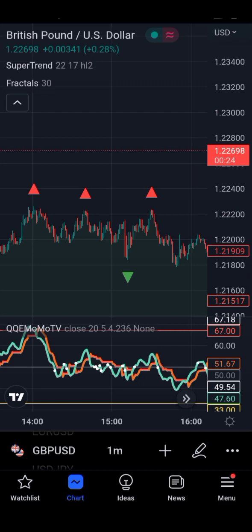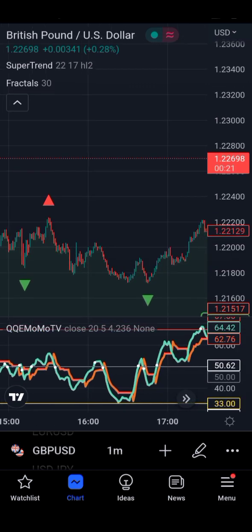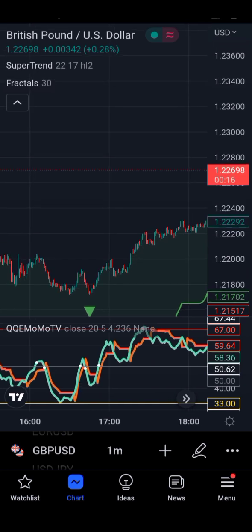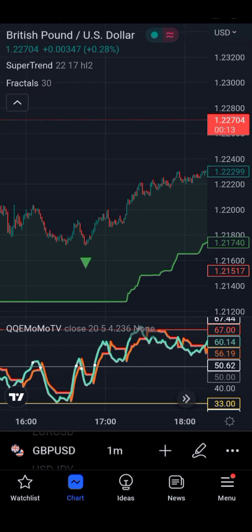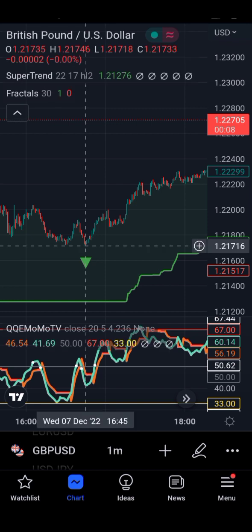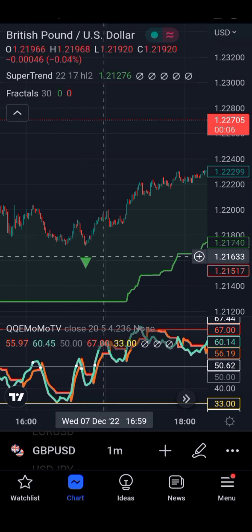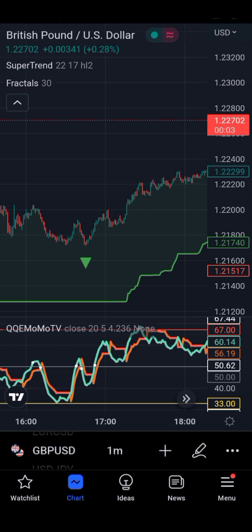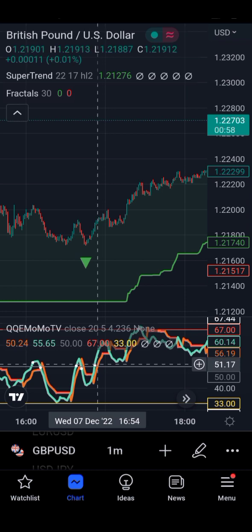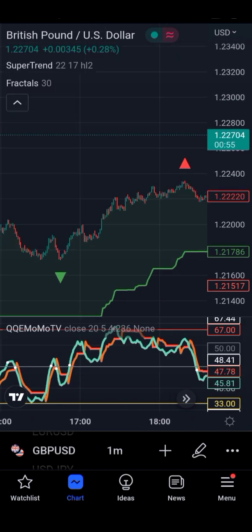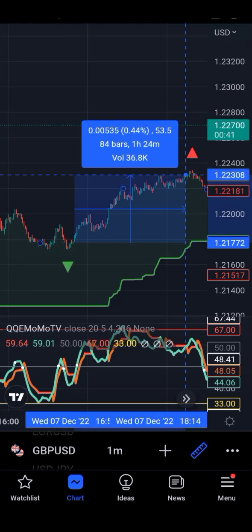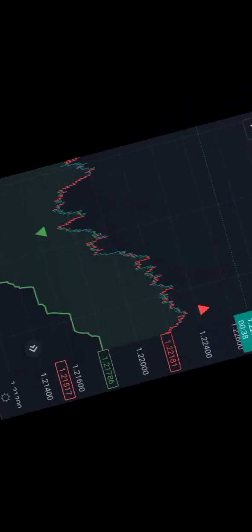Now come again and check here. Fractal gives us a buy signal, and the second confirmation, Super Trend, is also a buy trend, and the third confirmation, QQE Momo, gives us a buy signal. The green EMA crosses above the orange EMA. So that is our entry. So this strategy is working amazingly. Okay guys, now check our risk and reward ratio. Amazing profit. So this is our strategy.